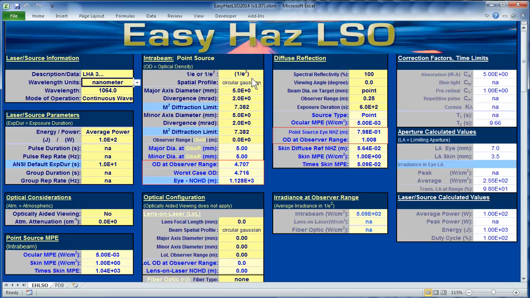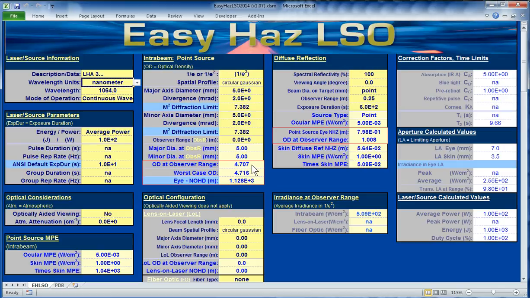Here's our beam information in the 1/e² points, circular Gaussian. Major axis diameter is 5. Since it's circular, the minor axis diameter will match that. The divergence is 2 milliradians, and observer range is 0. Let's take a quick look at all of this.